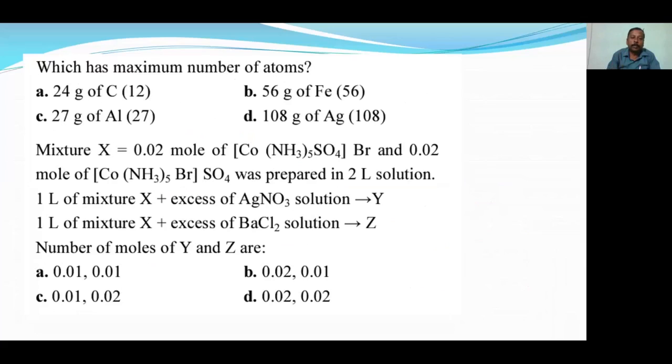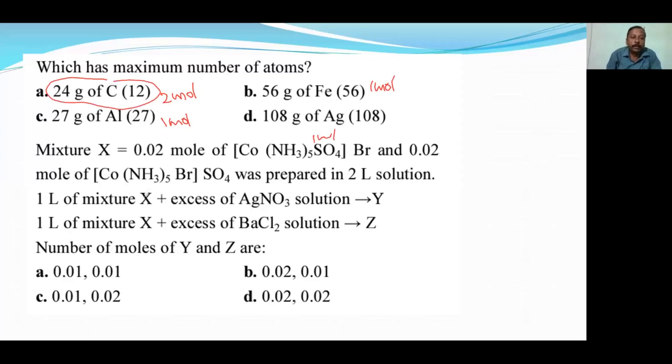What has the maximum number of atoms? In this we have to just compare. When you have to just compare, you will find out the moles. That's it. 24 grams of carbon, what does it mean? There are 2 moles of atoms. Here 1 mole of iron, here 1 mole of aluminium, here 1 mole. So maximum moles are there, so maximum atoms will be there.